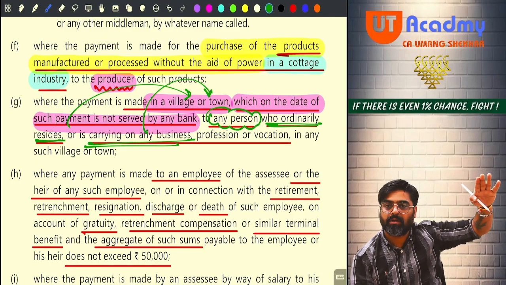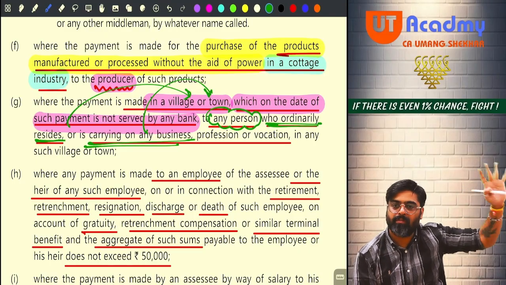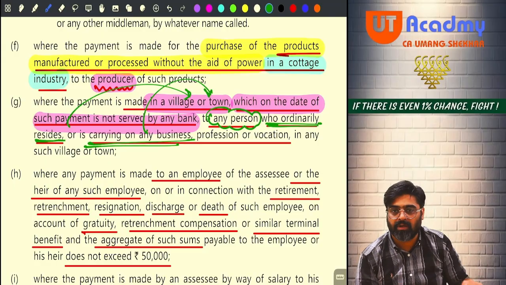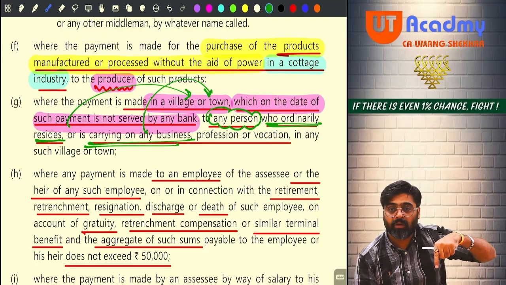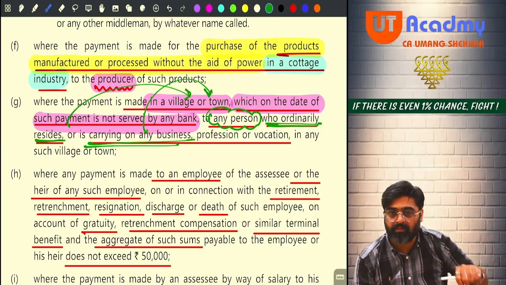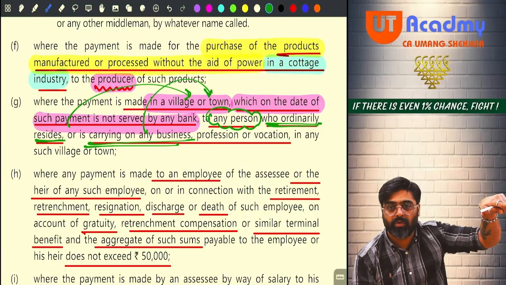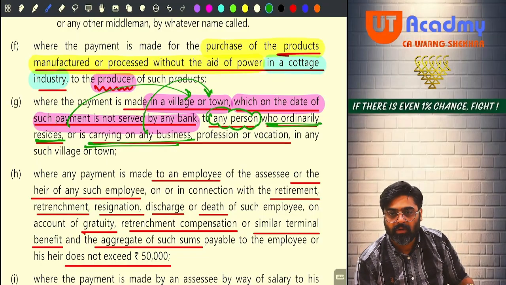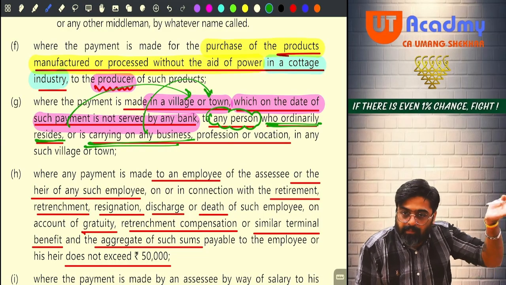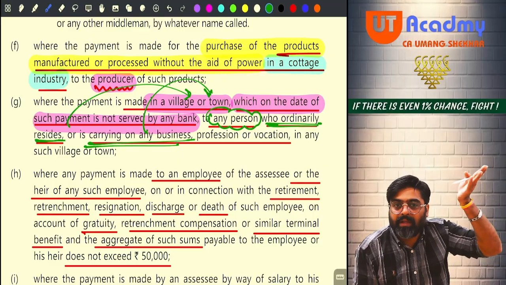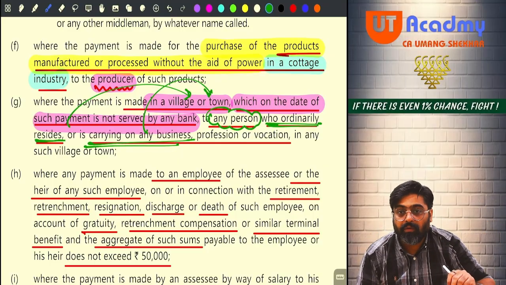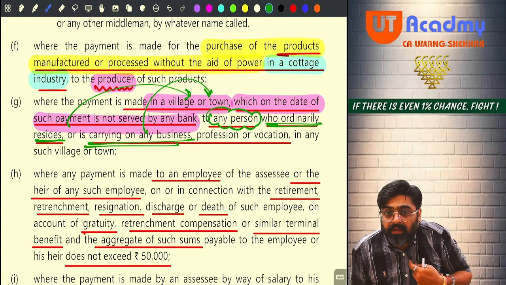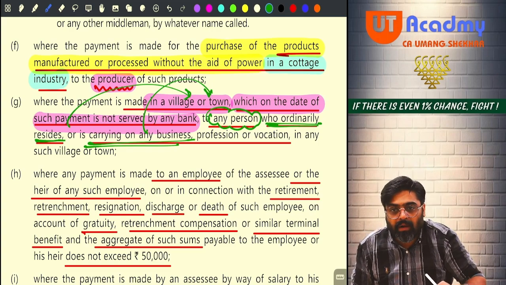So there is a village or town where there is no banking service, and you are a person residing in that village or town, or ordinarily doing your business there, and I'm coming to you, buying some goods from you, taking some services from you. So I will have to definitely make you the payment in that town or village only, no? Where there is no banking service. So how can I expect that you will be having a bank account?